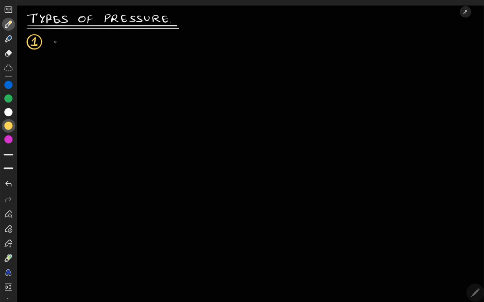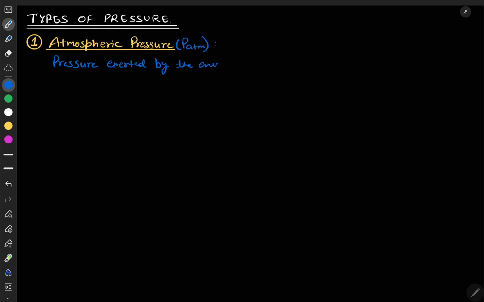So first one is your atmospheric pressure. Okay, so if I talk about atmospheric pressure, it is basically represented by your PATM. Now this atmospheric pressure is the pressure exerted by the environment, or by environmental air mass, is known as atmospheric pressure.